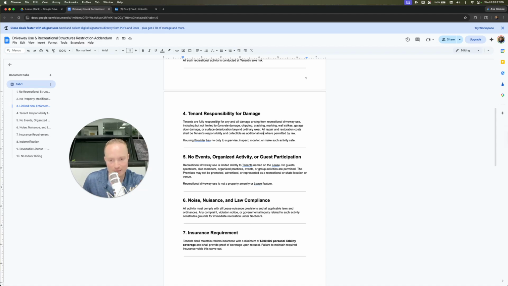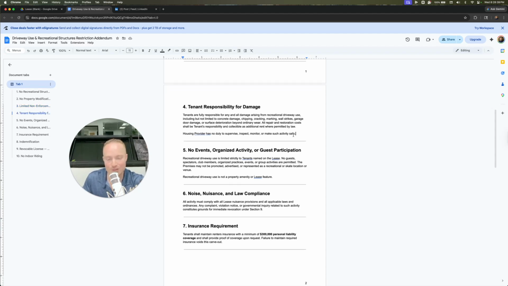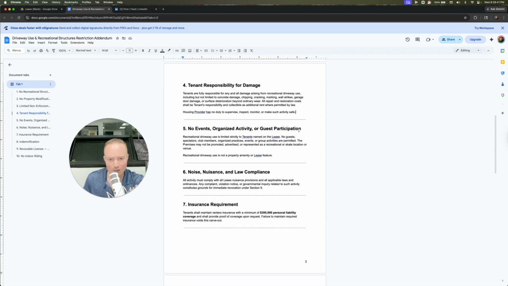If the concrete is chipped, scratched, the walls are banged up, the garage door gets dented, anything beyond ordinary wear and tear, they are responsible. And I do have a relatively large security deposit, almost $13,000, which can cover any property damage, including this. We also didn't allow any events or organized activity or guest participation. So like I said, there's no one from another house.